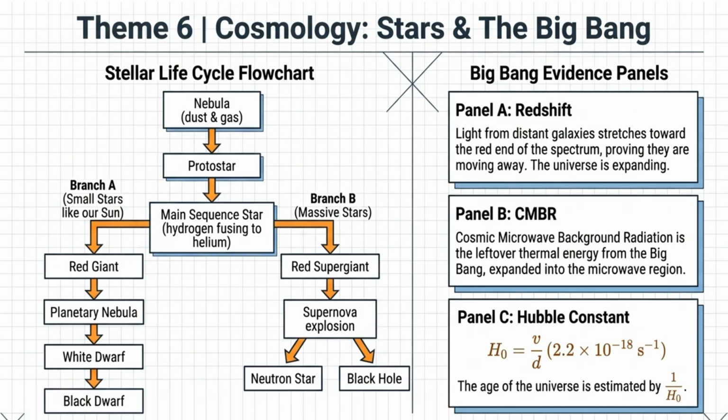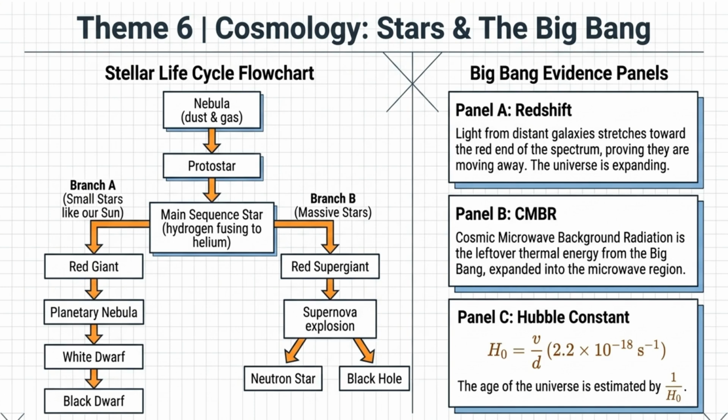In this final content slide, we examine the life cycles of stars and the origins of our universe. Every star begins in a nebula, a cloud of dust and gas, collapsing into a protostar before reaching the stable main sequence phase where it fuses hydrogen into helium. The path then splits based on mass.